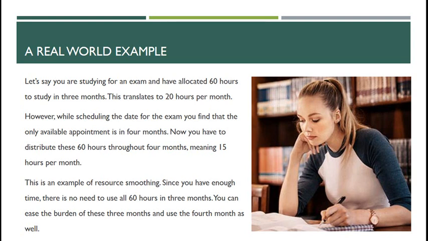Okay. So this is an example of what's called resource smoothing. Since you have enough time, there's no need to use all the 60 hours in 3 months. In some cases, you don't really want to study heavily and then have a break, do you? You want to be doing it as you go along, which would probably be better as well. So you can ease the burden of the 3 months and use the 4th month as well.